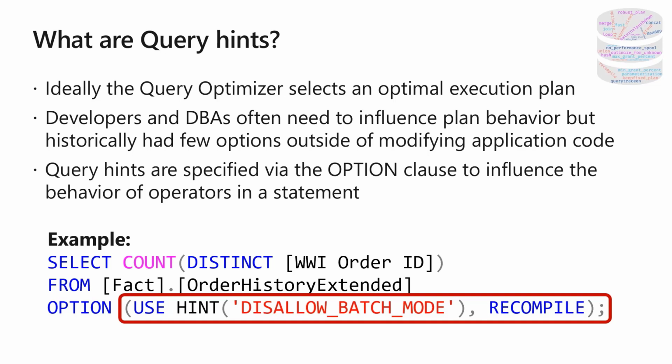But why change the query plan behavior? Why interfere with the optimization process? Ideally, the query optimizer will select an optimal execution plan for a query. That's what it's designed to do. But this doesn't always happen. And when it doesn't happen, a database administrator may need to optimize for a specific condition. Otherwise, we get stuck with a bad plan, and a bad plan will lead to bad performance.